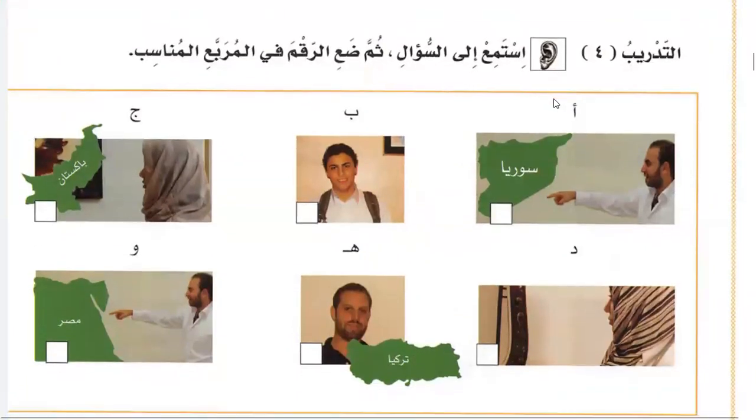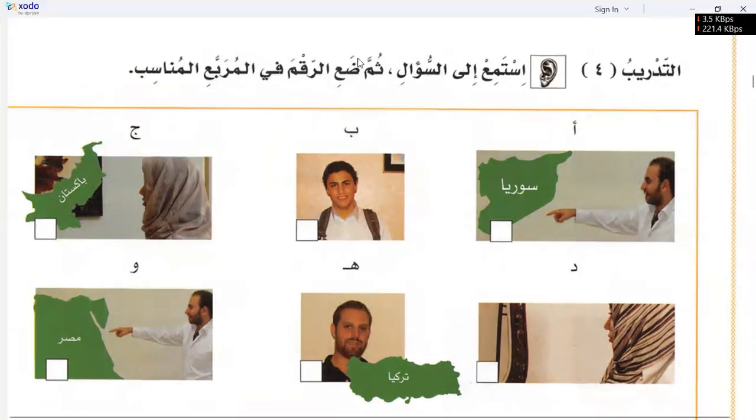Fourth exercise: listen to the question. Then put the number in the appropriate box. So he will ask you a question, and then you will write a number. For the first question, you will write one. For the second question, you will write two. In this way, you will write numbers in these boxes. Someone is asking, what is the meaning of salasa? Salasa means three.